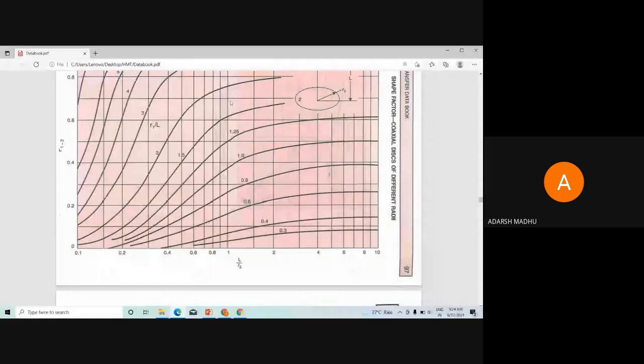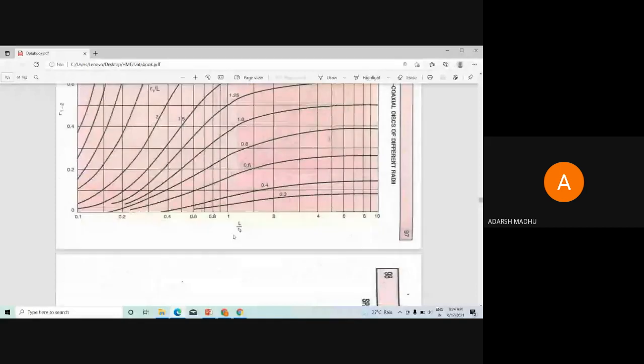It is not clear in the old data book, but it is perfectly given in your new data book. R1 by L is shown here as a particular curve. R1 by L is the curve, and L by R2 is the x-axis. Just intersect the particular point, and the left side y-axis will be your F12.